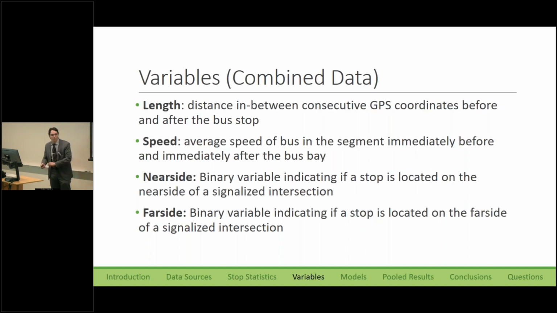From the combined data, we added new variables. Length, the distance between consecutive GPS coordinates. Now, loosely, this is directly around the bus stop, and this can be understood to correlate to acceleration, even though we don't have that data. If the length is very long, it means the bus was moving quicker. If it's short, typically it means the bus was moving slower. Speed, not at the stop, but immediately before and immediately after. And this is an indication of the general traffic congestion, or lack thereof, around that stop. So what was general traffic doing at that time?